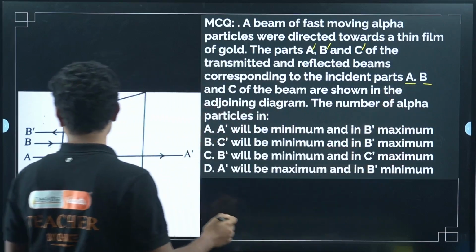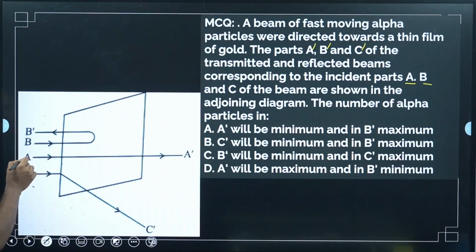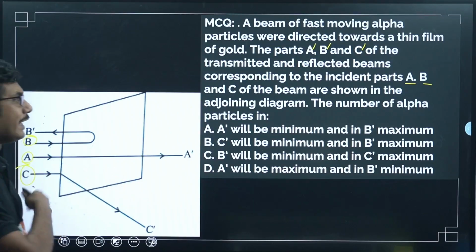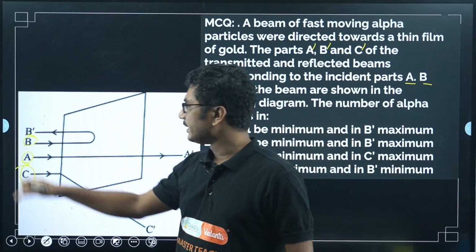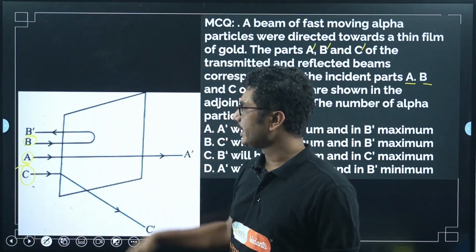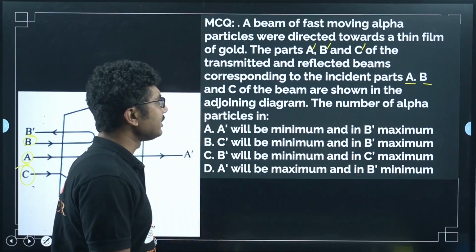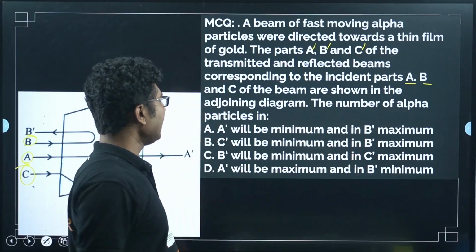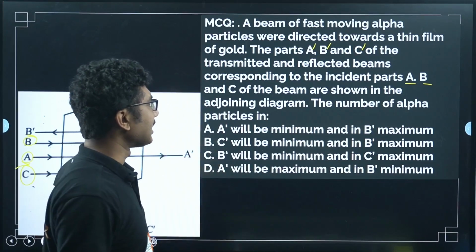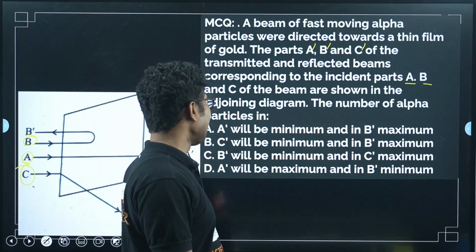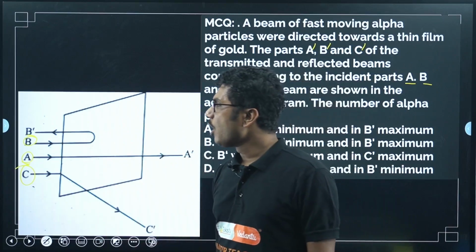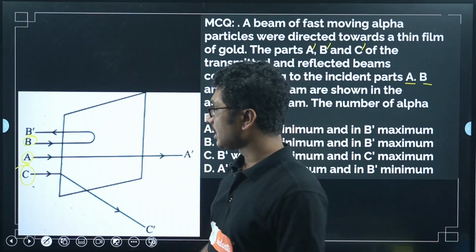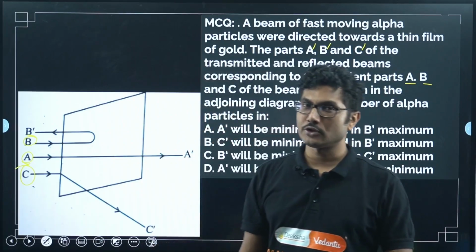So A, B and C are incident. A is incident, B is incident and C is incident. They are all going in, whereas A dash, B dash, C dash are either transmitted or reflected or deviated. So this is the experiment, shown in the adjoining diagram. The number of alpha particles in A dash will be minimum. So they are sending alpha particles. Now which one will be minimum? First let us understand which one will be minimum and which one will be maximum.